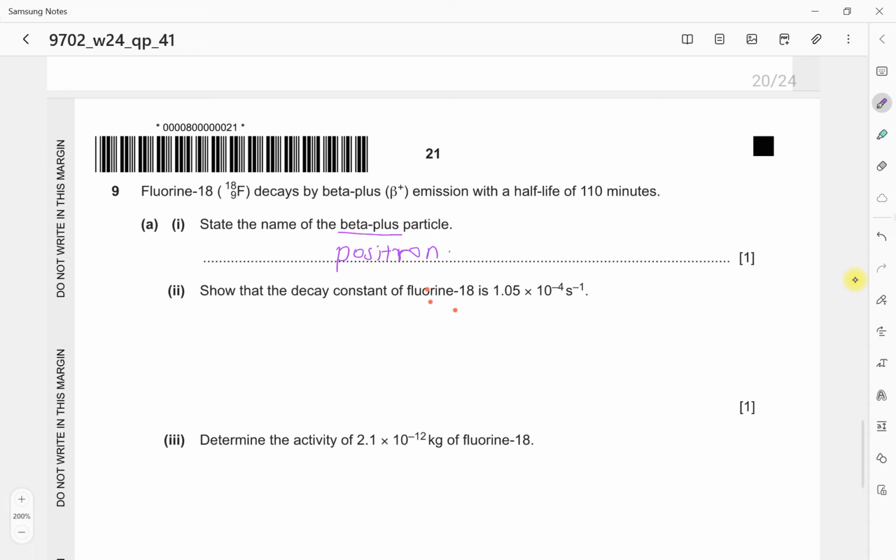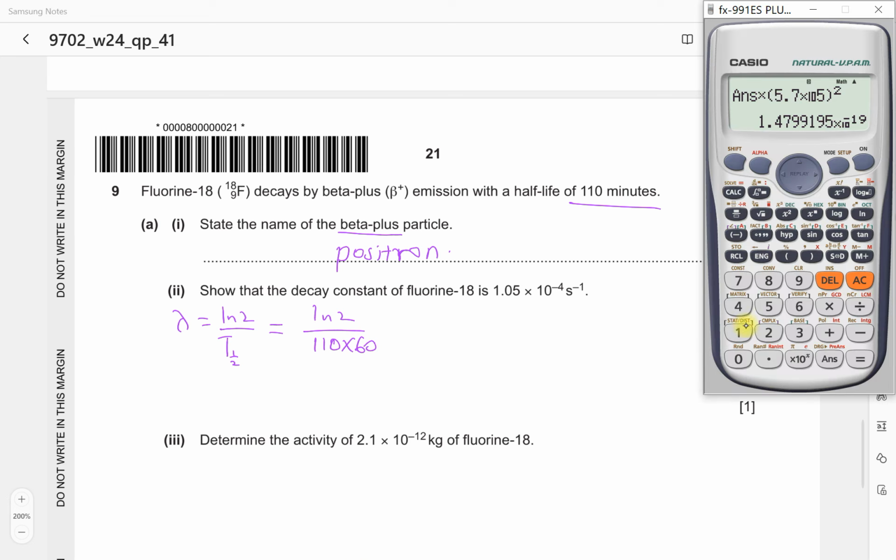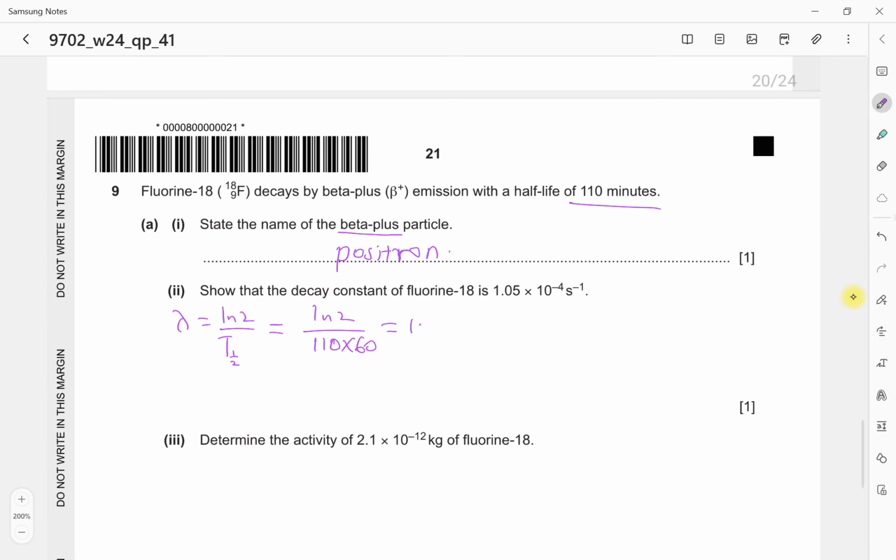Then show that the decay constant of fluorine 18 is 1.05 times 10 to the power of minus 4 per second. So the decay constant is equal to ln of 2 divided by half-life, T half. So this is going to be equal to ln of 2 divided by half-life, which is 110 minutes. So that is going to be 110 times 60. So ln of 2 divided by 110 times 60. So it's 1.050 times 10 to the power of minus 4 per second.